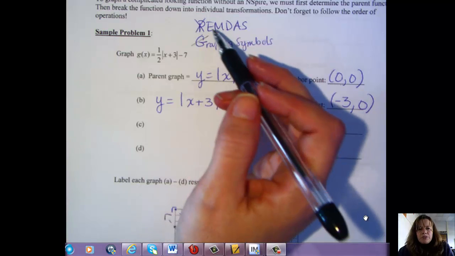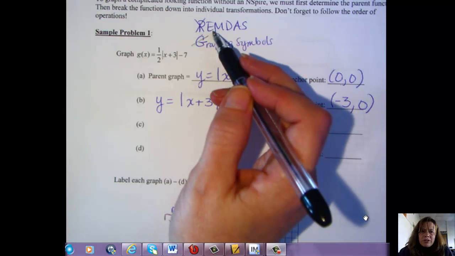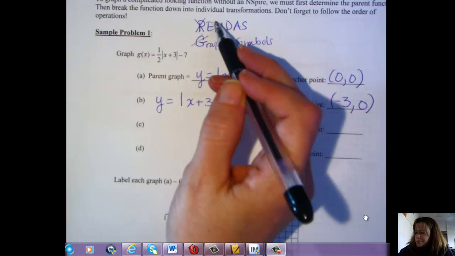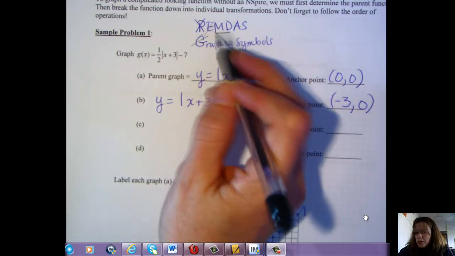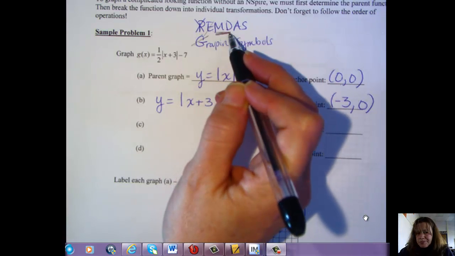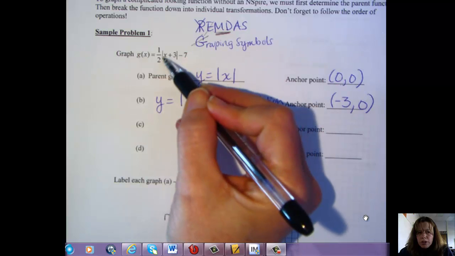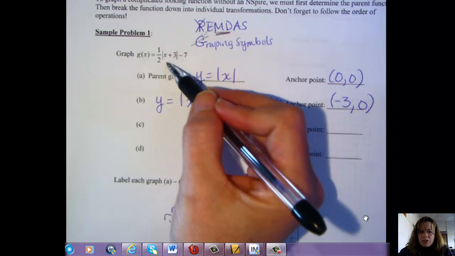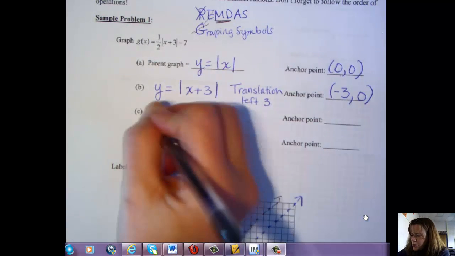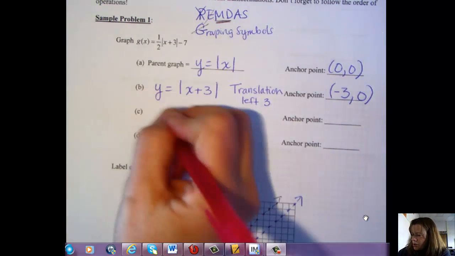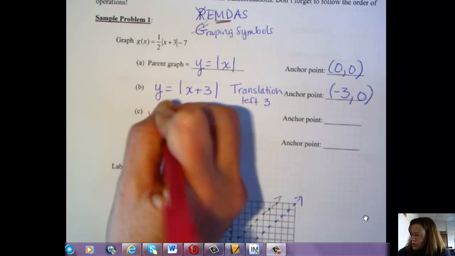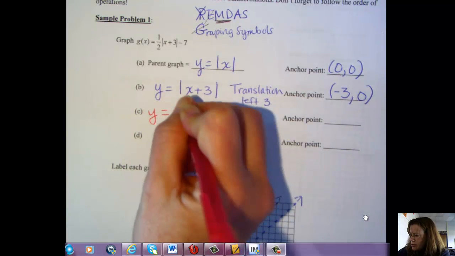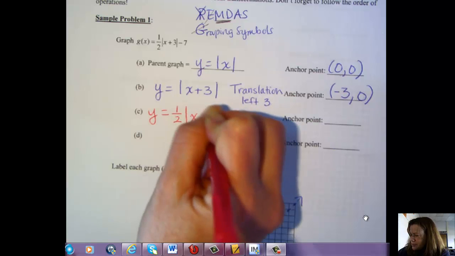Exponents don't really apply. If we saw an exponent, it'd be telling us our parent, x squared, x cubed, and so on. Then we need to multiply or divide in order from left to right. Well, here I have 1/2 times the absolute value of x plus 3. That's multiplication. That's what I do next. So my next graph will be y equals 1/2 times the absolute value of x plus 3.